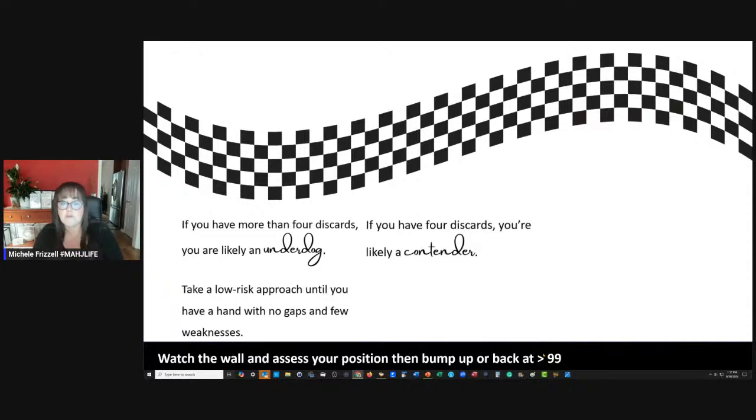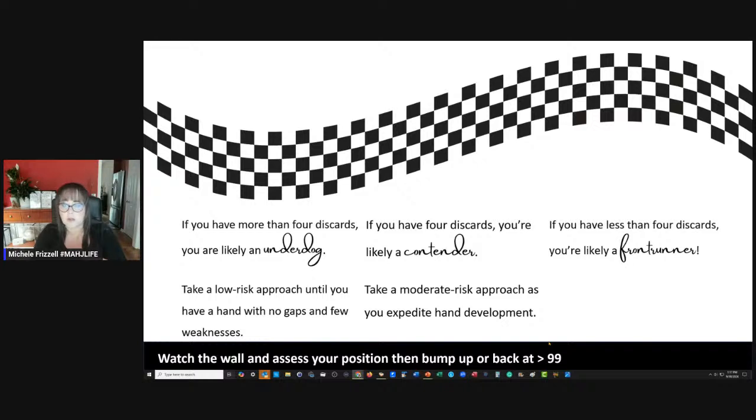If you have 4 discards, consider yourself to be a contender. As a contender, you can take a moderate risk approach. So you can expedite hand development more so than an underdog. If someone discards one of your tiles and you think that you have a strong potential for your hand, go ahead and call that discard and make an exposure. If you have less than 4, you are likely a front runner for the game. So you want to push to win regardless of risk. Stay out in front. Play assertively.